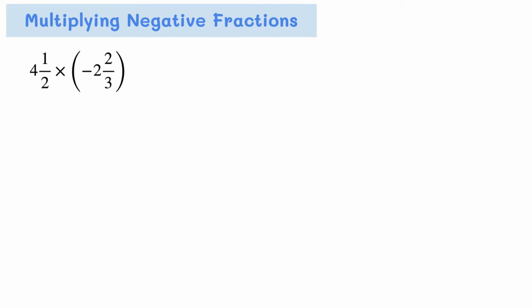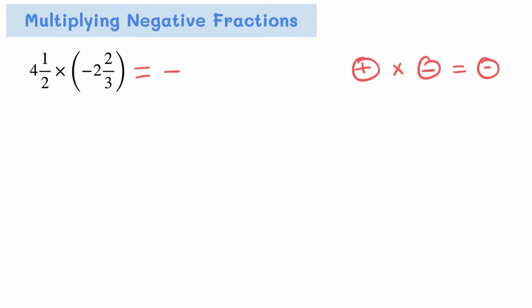So let's take a look at another example, and this is going to be doing mixed numbers. Again, I'm going to look at the signs of my fractions first. I have a positive fraction multiplied by a negative fraction. So a positive times a negative means that my answer will be negative. I'm just going to write right from the beginning that my answer is going to be negative.